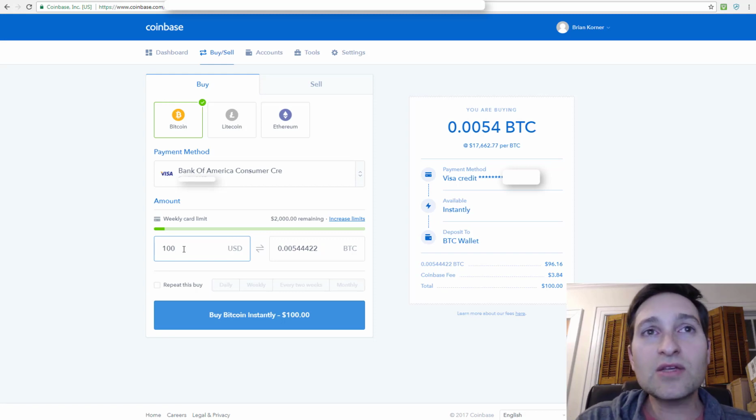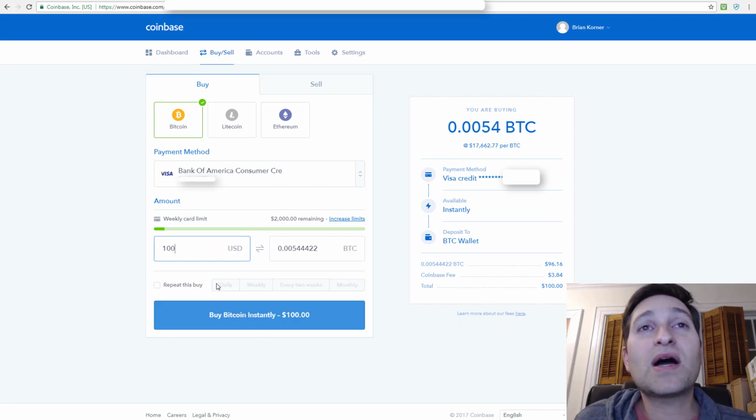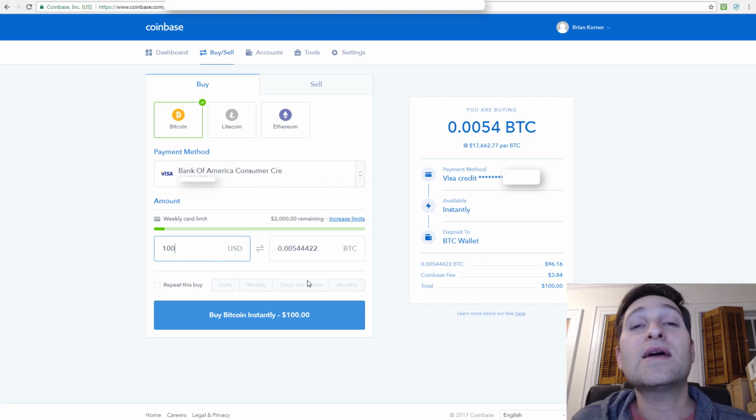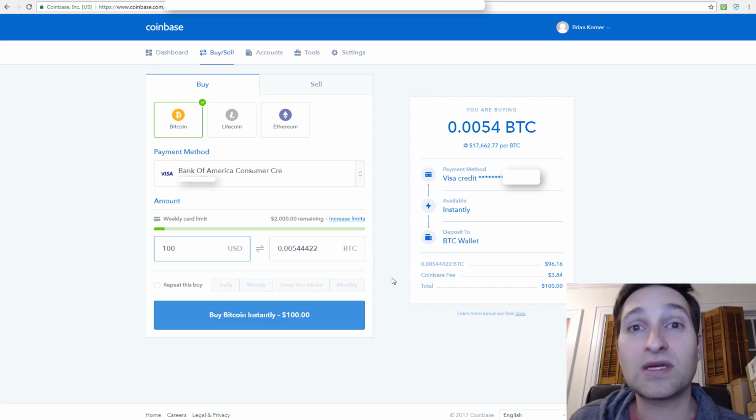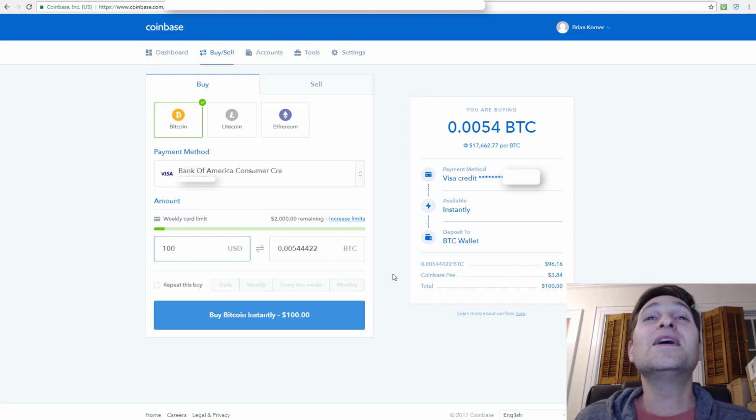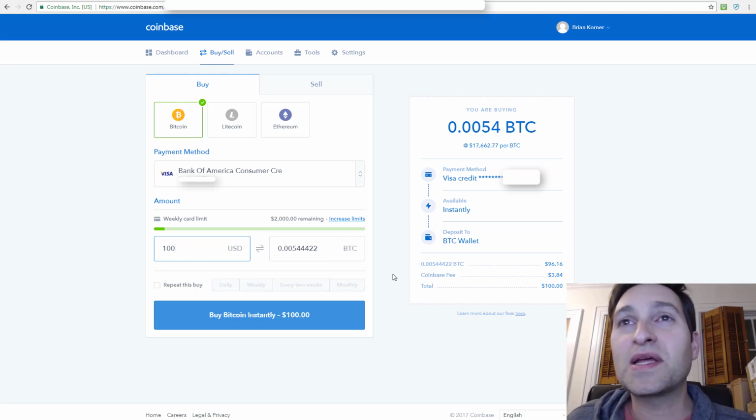So you would click on buy Bitcoin instantly right here. If you wanted to repeat this buy, you could go ahead and do that. Let's say you want an investment program where you take a little bit out of your paycheck every single week by repeating this buy every week. You could do that, or every month, up to you. You click on buy Bitcoin instantly, and that's exactly what it's going to do. It's going to buy that Bitcoin instantly. We're not going to do it here because we don't need any more right now.